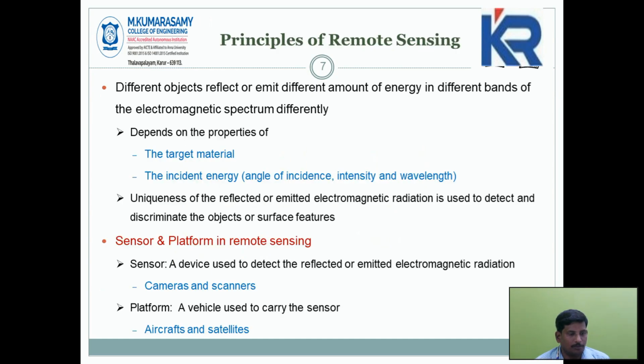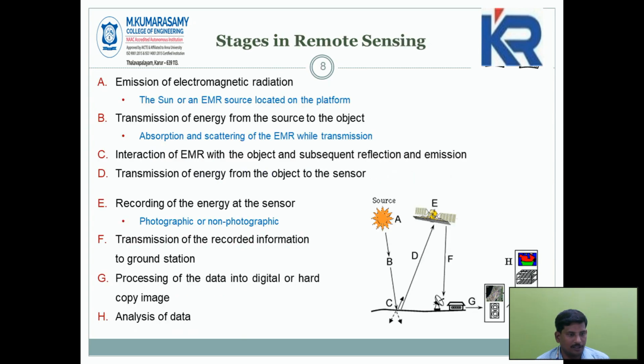In terms of the principles of remote sensing, we have the sensors. A sensor is a device used to collect reflected or emitted electromagnetic radiation, for example cameras and scanners. Similarly, the platform is a vehicle used to carry the sensors.